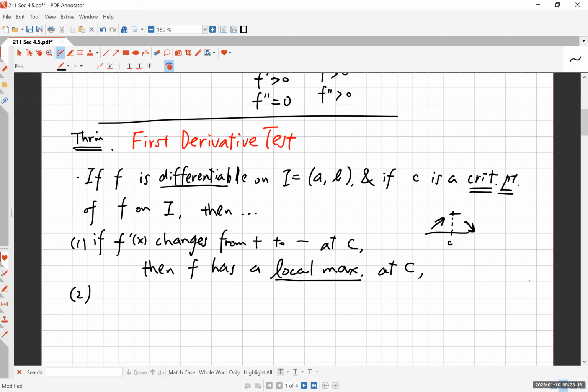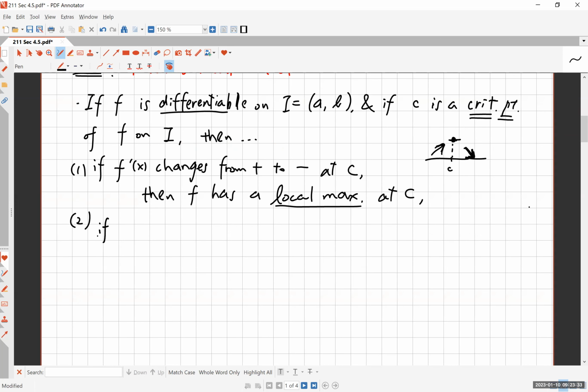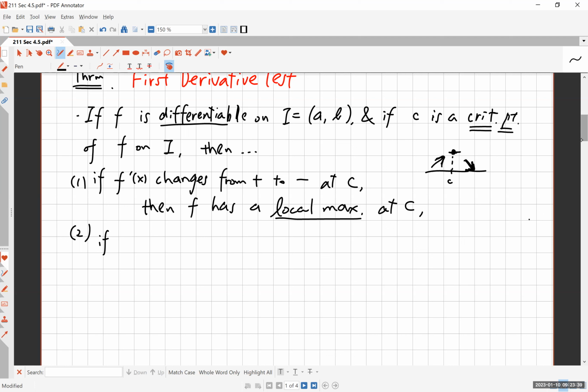In other words, if the function is increasing up until this point and stops increasing and starts to decrease, what is that? Well, it's the highest point in the interval. So it must be a local maximum. It could be an absolute maximum, but the first derivative test is a local theorem, which means it only refers to local maximum or local minimum. We don't know much about the universal, global or absolute maximum or minimum.